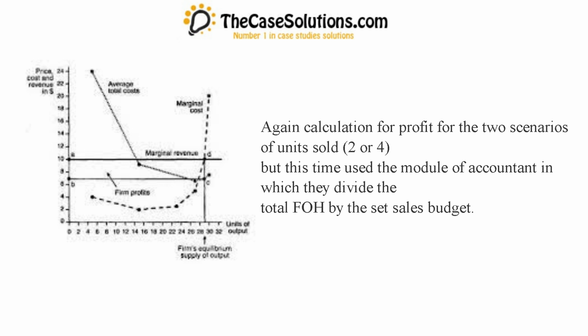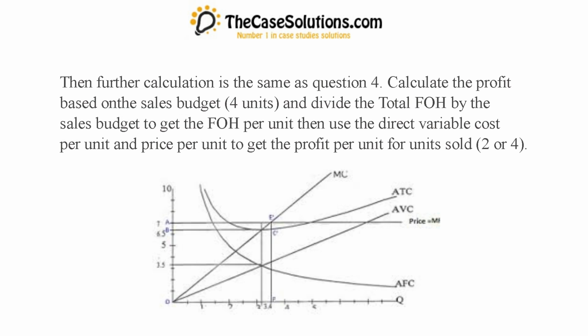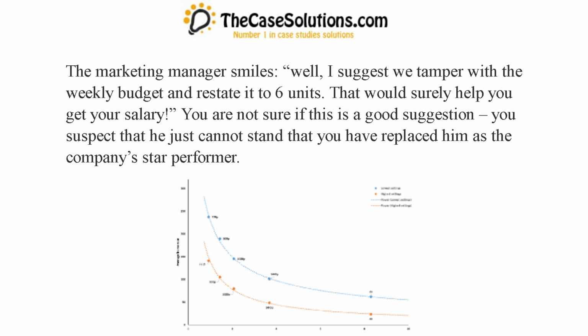time use the model of the accountant in which they divide the total FOH by the set sales budget. Then further calculation is the same as question 4. Calculate the profit based on the sales budget, 4 units, and divide the total FOH by the sales budget to get the FOH per unit. Then use the direct variable cost per unit and price per unit to get the profit per unit for units sold, 2 or 4.